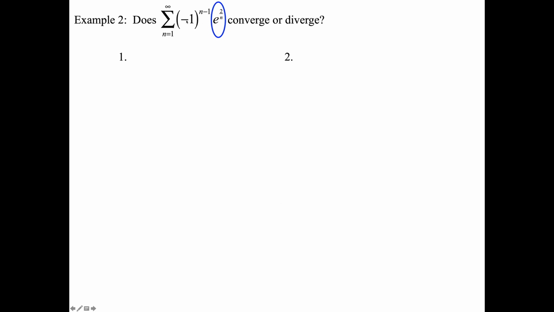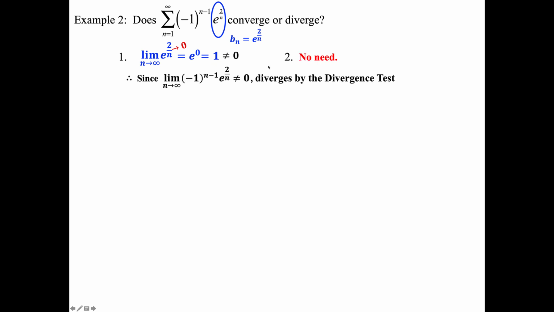Example 2. Again, remove the -1 from the alternating series. We're just going to focus on e raised to the 2n power. That's my b sub n. We're going to take the limit of that. As this goes to infinity, wait a minute, that means my exponent is going to approach 0, and e to the 0 is 1. That does not equal 0. So therefore my divergence test comes into play. There's no need to do the second step. We just automatically say this series diverges by the divergence test.